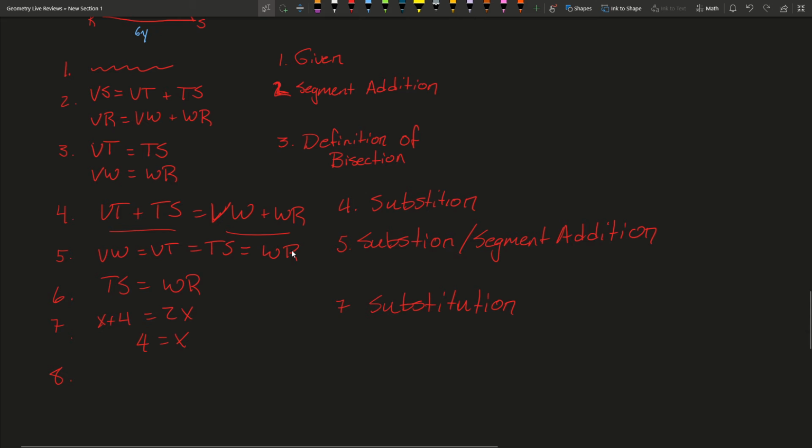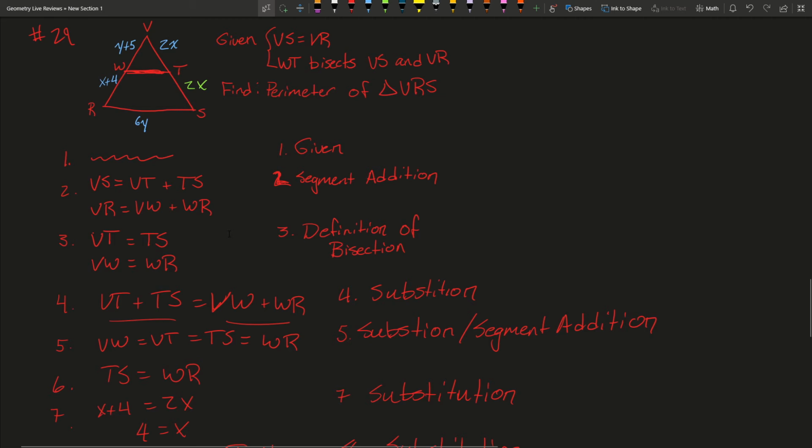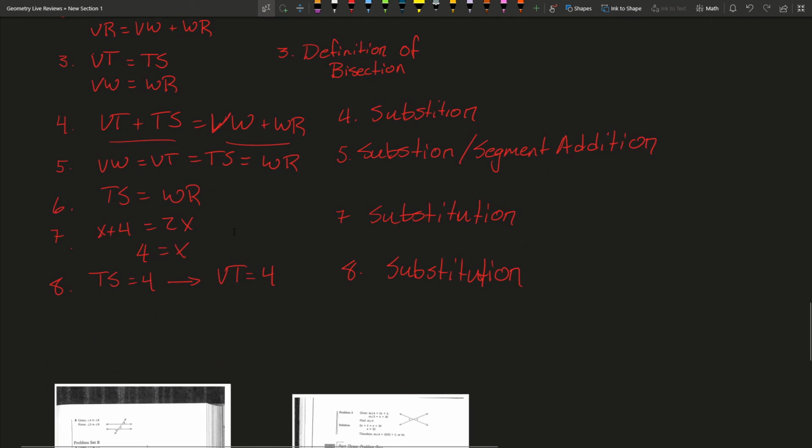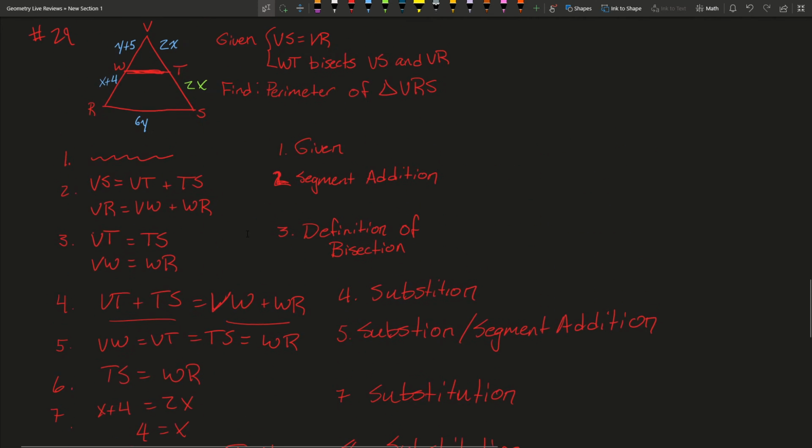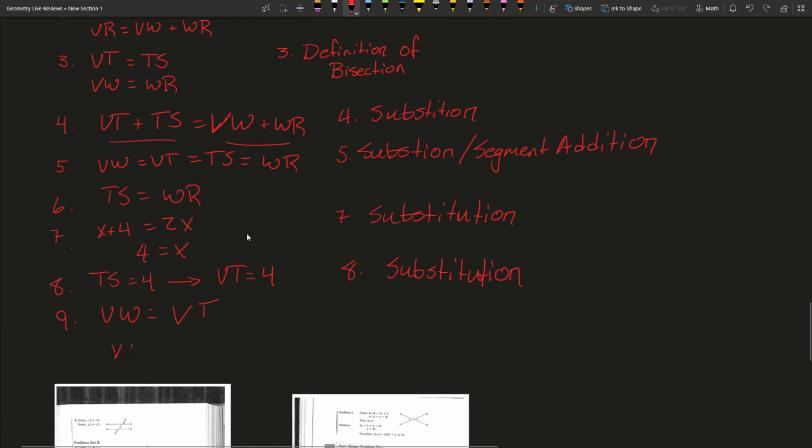So then, because TS is equal to 4, that means that VT is equal to 4. Again, that's substitution. And then we need to find what Y is. So VW is equal to VT. So that means Y plus 5 is equal to 4, which means that Y is equal to negative 1.